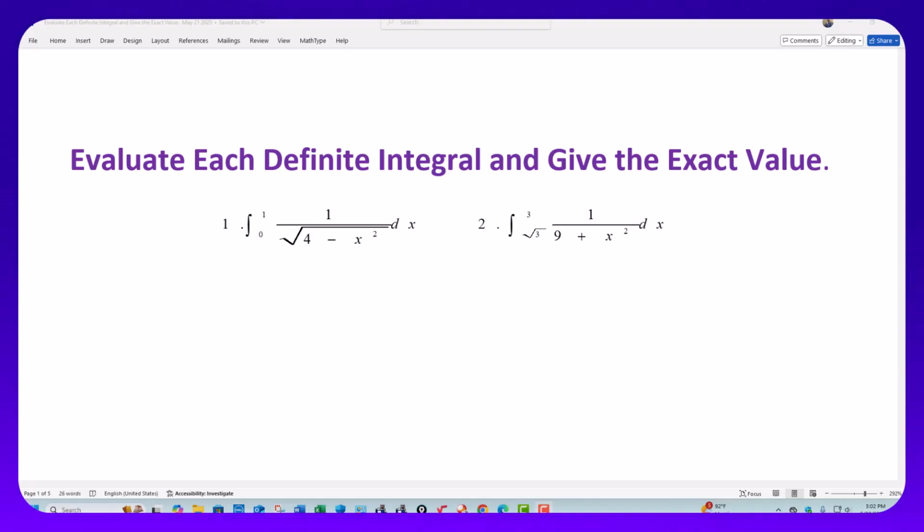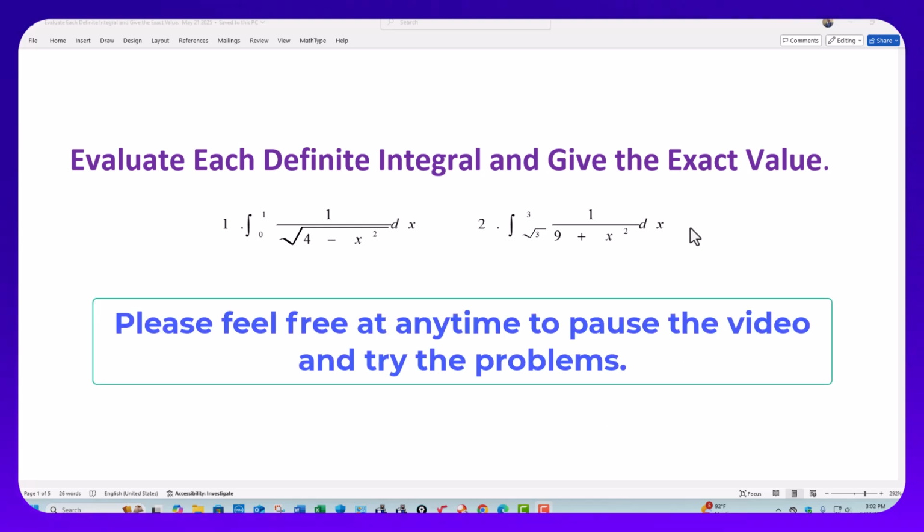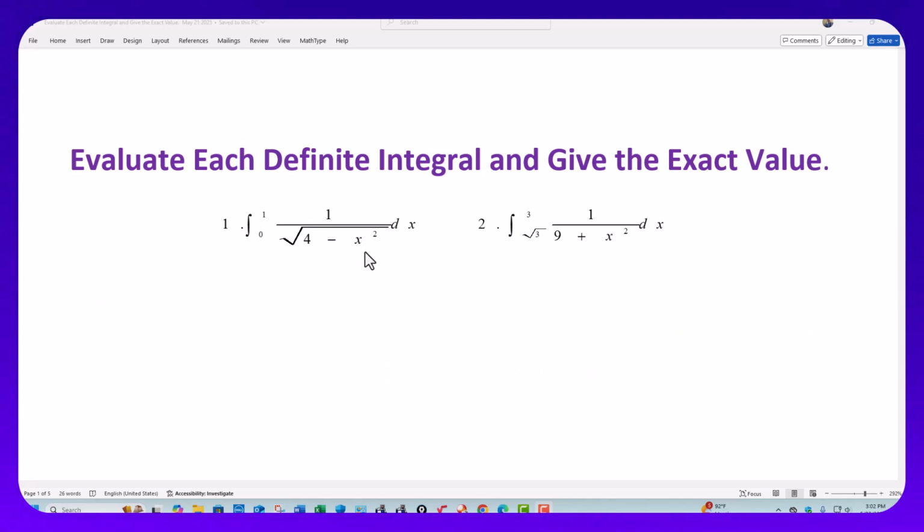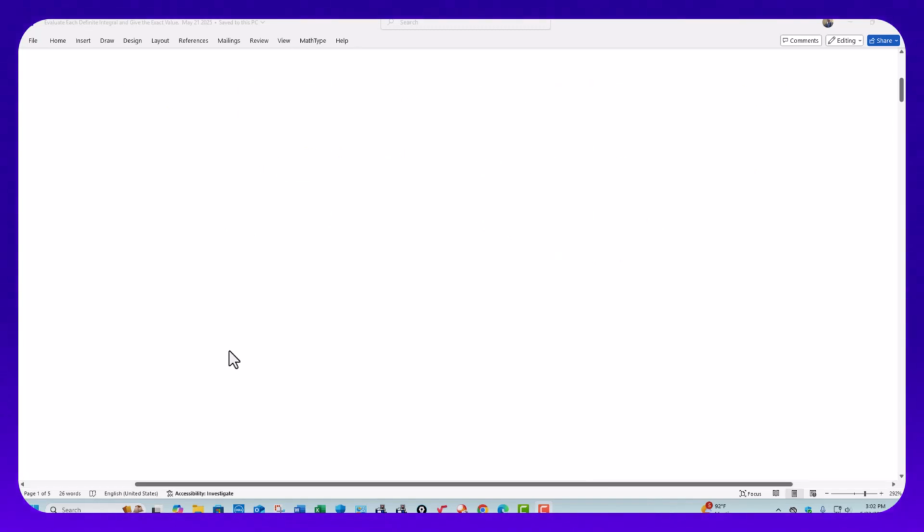In this video, we have two definite integrals to evaluate, and we want to give the exact value. So you look at the first one here. We have 1 over the square root of 4 minus x squared. So we have a difference of squares there in the radicand. You look at the second one. It's 1 over 9 plus x squared. We have the sum of squares there. So we're going to be using formulas we've used before in some of these videos.